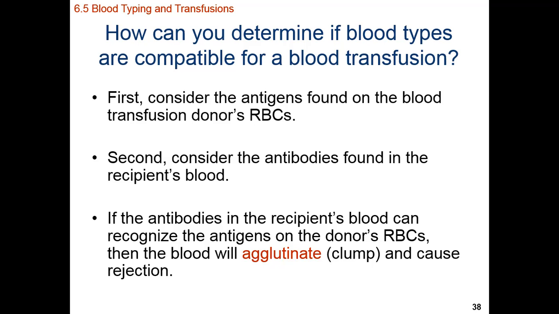If the recipient has antibodies in their bloodstream that will attack or recognize antigens on the donated red blood cells, then that blood will clump or clot. It will agglutinate and cause massive clumping or clotting all over the body, and generally speaking, kill the patient.